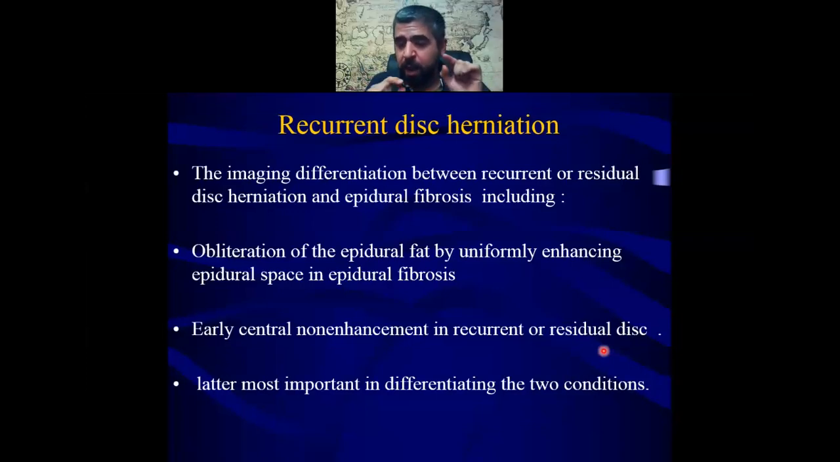We see peripheral enhancement with central non-enhancement; this is a recurrent disc. If it is diffuse and homogeneous, this is fibrosis or scarring.